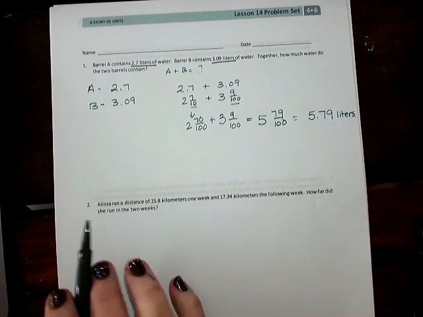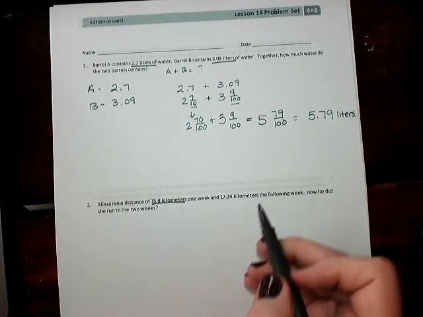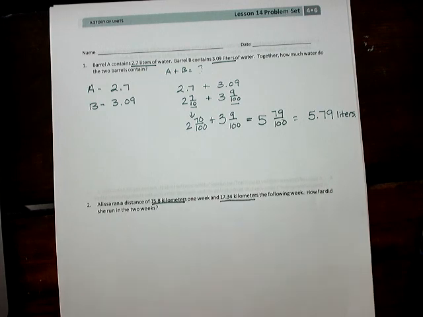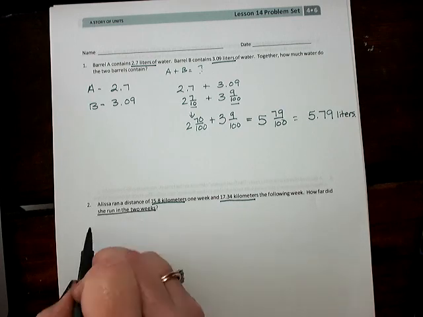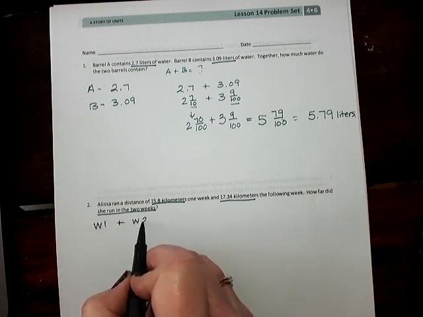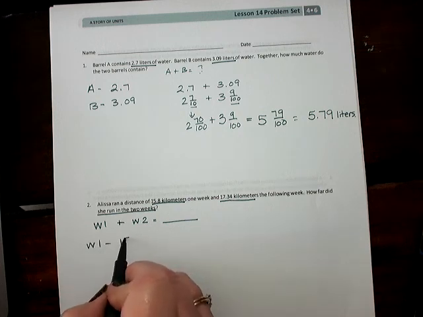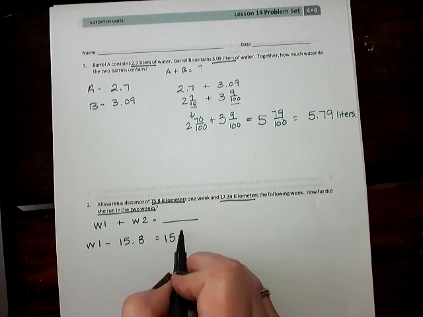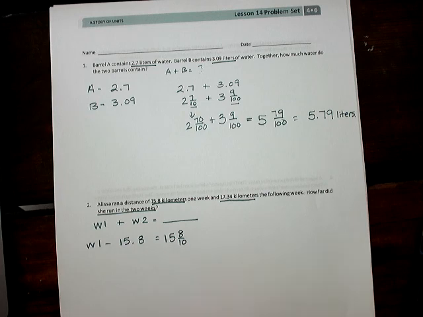So as I look at this next one, it says Alyssa ran a distance of 15.8 kilometers one week and 17 3/4 kilometers the following week. How far did she run in the 2 weeks? So I'm going to be looking at week 1, and then they want me to add week 2 to find out, well, how far did she go altogether? Well, in week 1, she went 15.8, which I know is also equivalent to 15 8/10. If I'm going to write 15.8 as a decimal, it would be like this in a fraction.